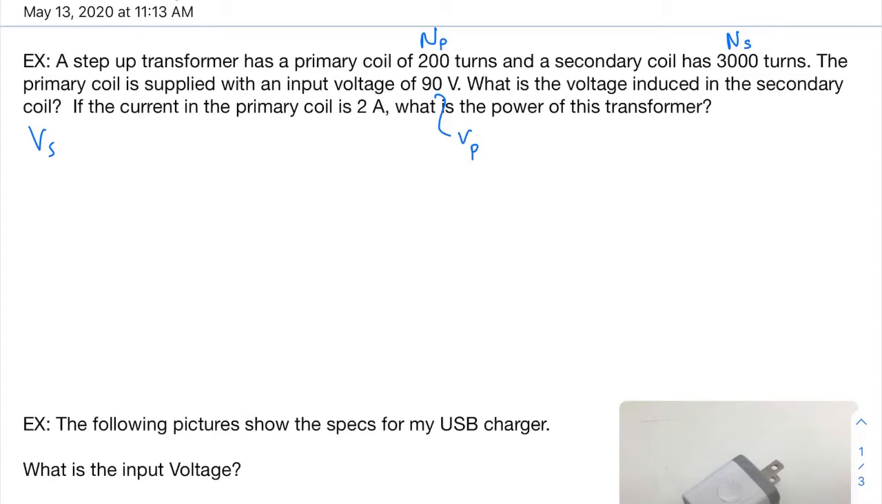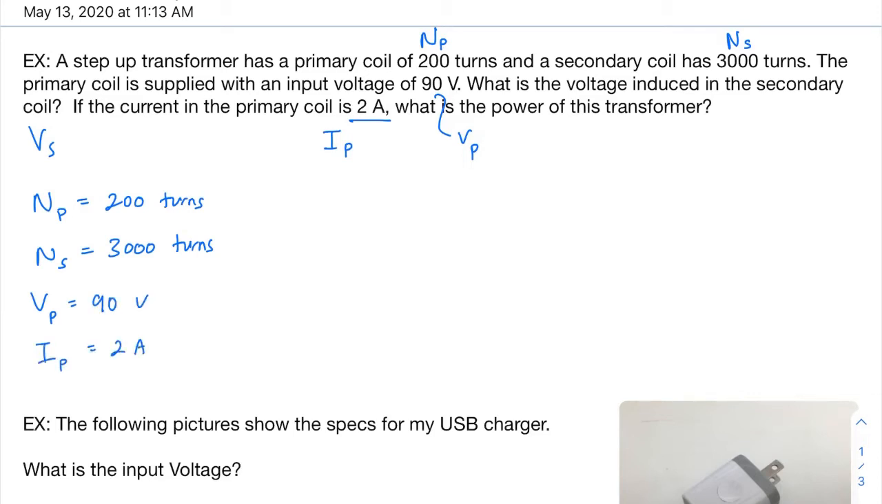So I'm trying to find Vs. And if the current in the primary is 2 amps, so that's my current in my primary, what is the power of this transformer? So let me break down the things that I know. I know that the number of turns in my primary is 200. I know that the number of turns in my secondary is 3,000. I know that the voltage of my primary is 90 volts, and I know that the current in my primary is 2 amps. And I'm looking to figure out what the voltage of my secondary is and what the power of this transformer is.